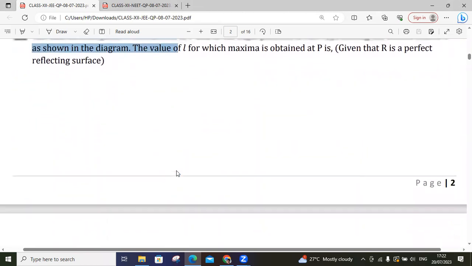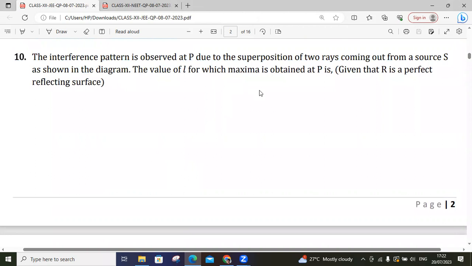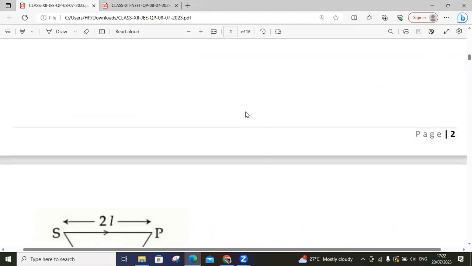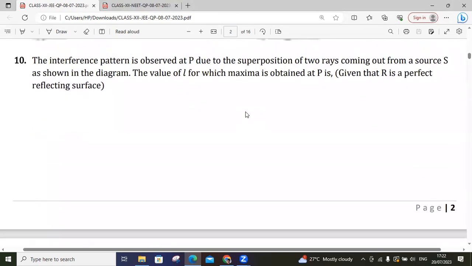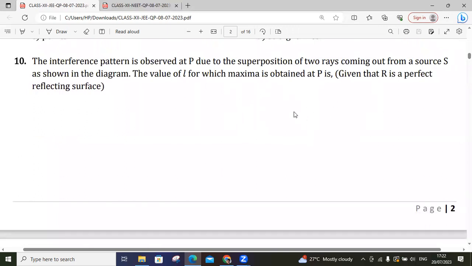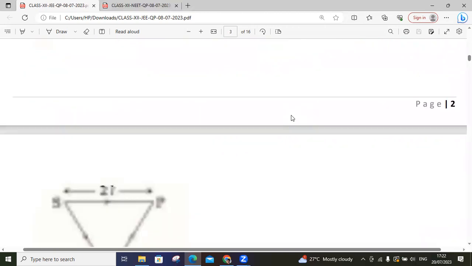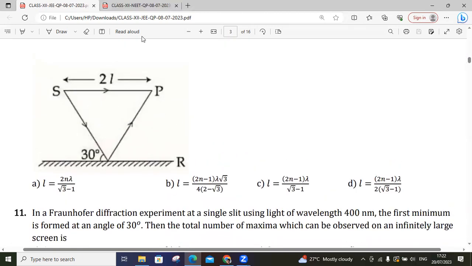Now the 10th question. The interference pattern is observed at P due to superposition of two rays coming out from a source as shown in the figure. Okay, this we have done in the class actually. The value of L for which maxima is obtained at P, R is a perfect reflecting surface. So from S, the source, one ray is going like this, one ray is going like this, which is getting reflected and coming here, and here it is interfering. So these two waves will interfere.